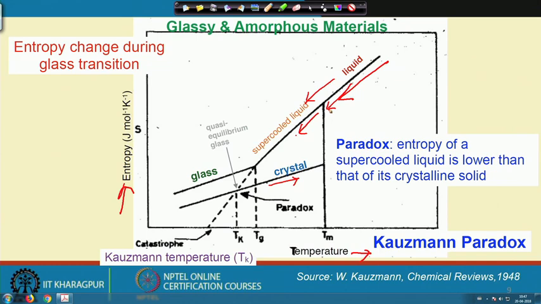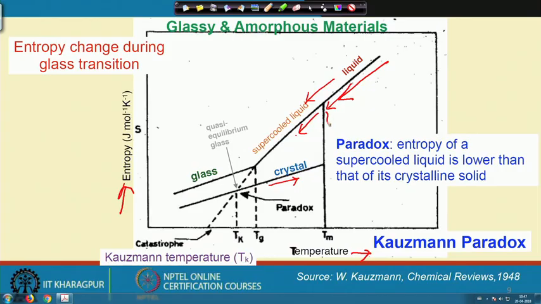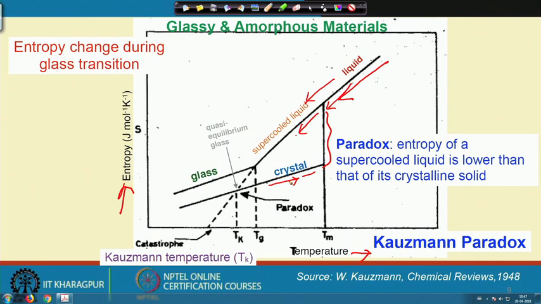Now, if the liquid undergoes solidification into a crystalline phase, then definitely there will be a finite discontinuity, because T times delta S is equal to H. This gives you the heat of fusion, and then we can get a crystal. However, if we can avoid the crystallization process and cool a liquid below the melting temperature, then we get a supercooled liquid. Let us assume that we keep on cooling the supercooled liquid more and more. What is going to happen in the liquid?